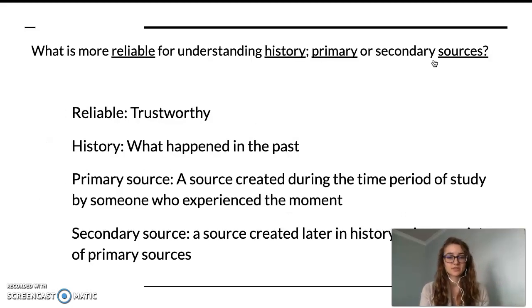So the way we would do that with this question is reliable, history, primary, and secondary is supposed to be underlined. Those are the really key big terms in this question. So reliable, a synonym for that could be trustworthy. History, when we're trying to understand history, we're trying to know what happened in the past and try and figure it out. A primary source, for those of you that don't know, is a source created during the time period of study by someone who experienced the moment. And a secondary source is a source created later in history using a variety of primary sources.